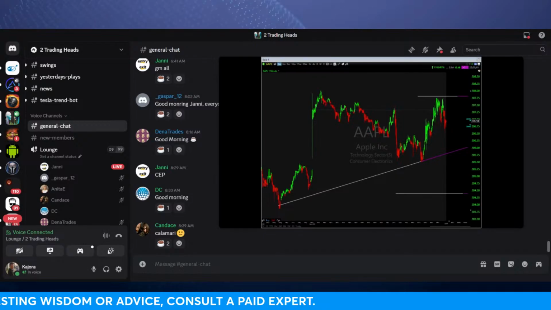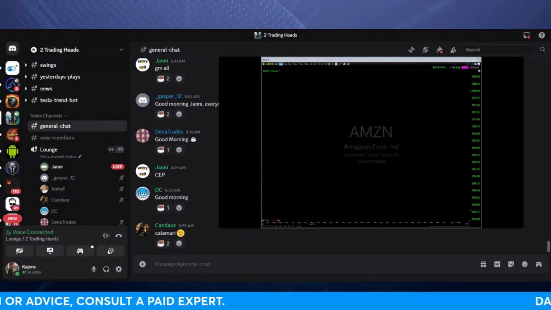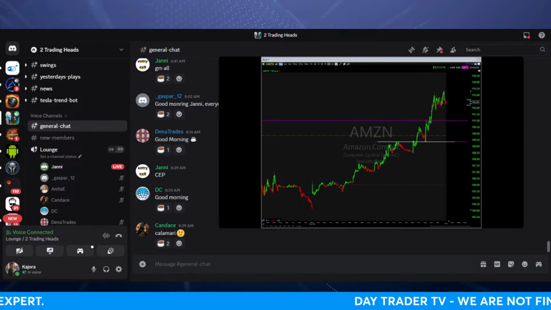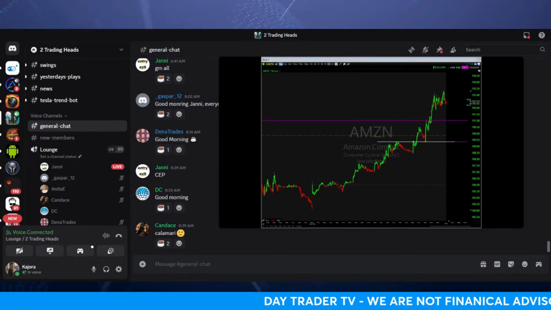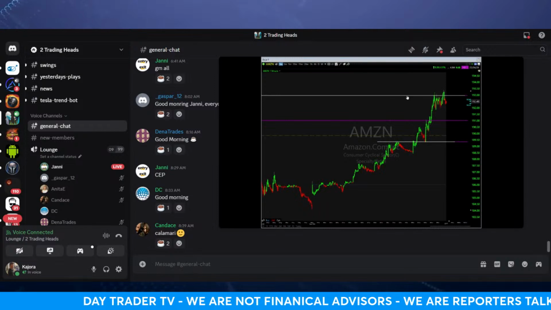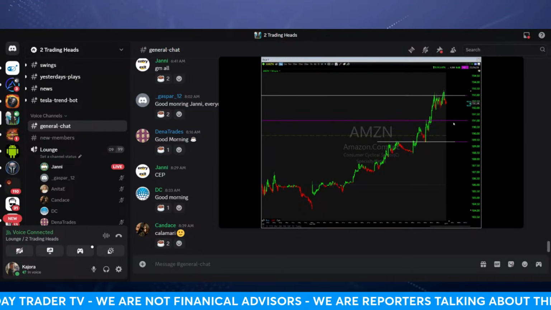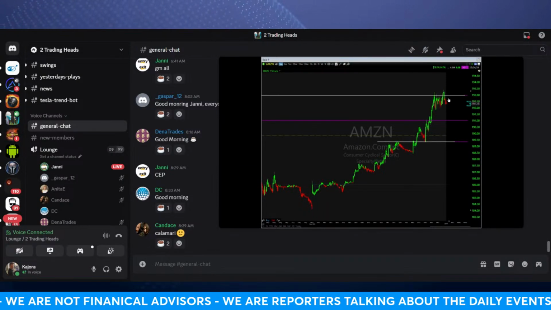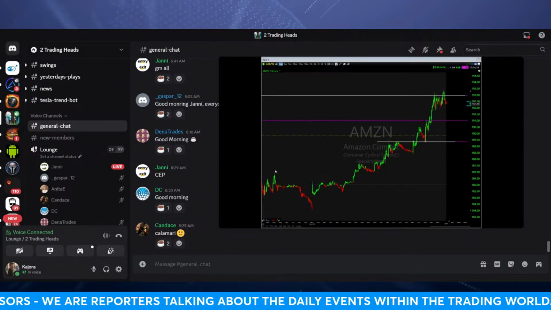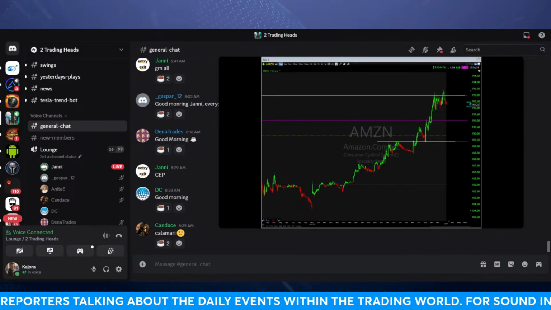Amazon, beautiful move down and up on Amazon. Right now, it's making a double top, or at least trying to make a little bit of a double top here. This is your double top here on Amazon. What's your support line? You want to get that one to break on the support line and start pulling back down, if that is what you want to do.